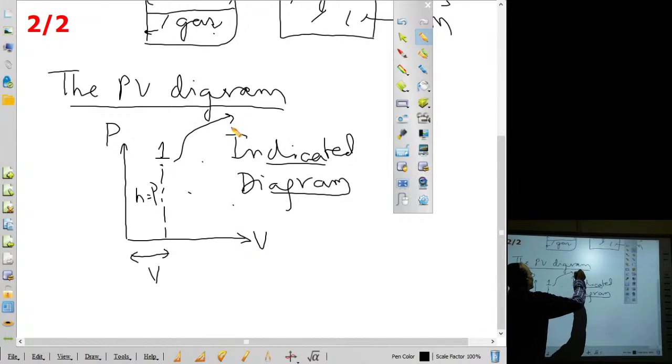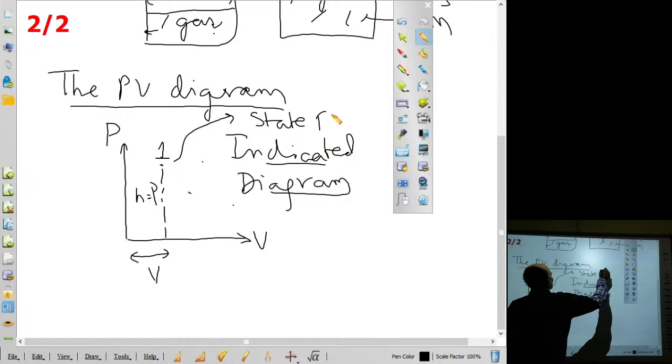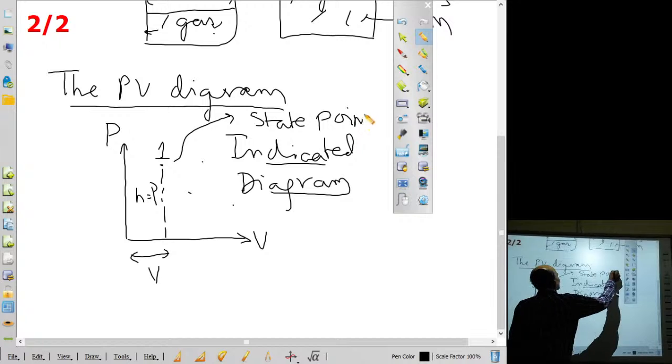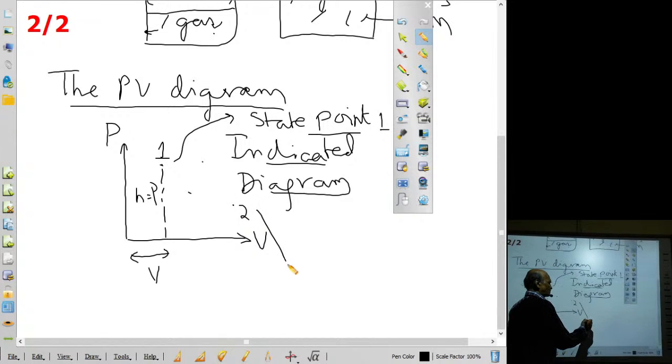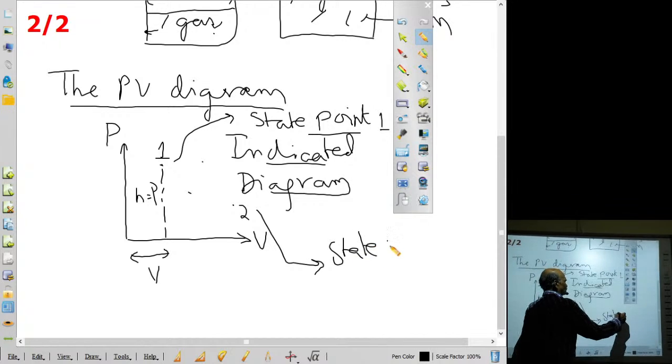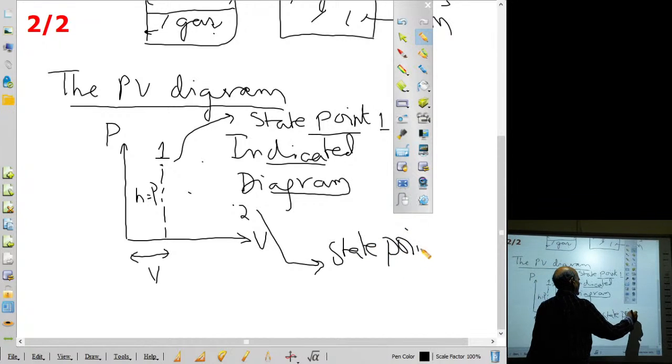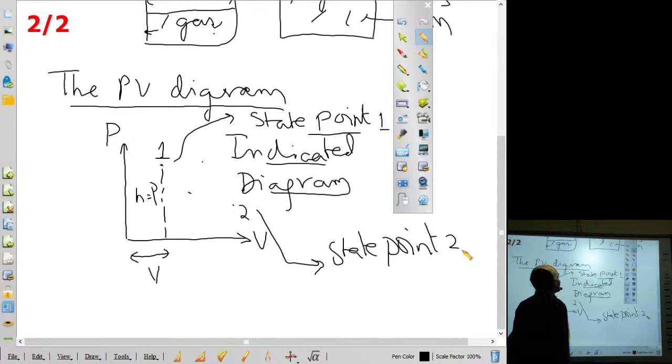It is called the state point. There are so many other state points also, but they will have different names. State point 2, this one.